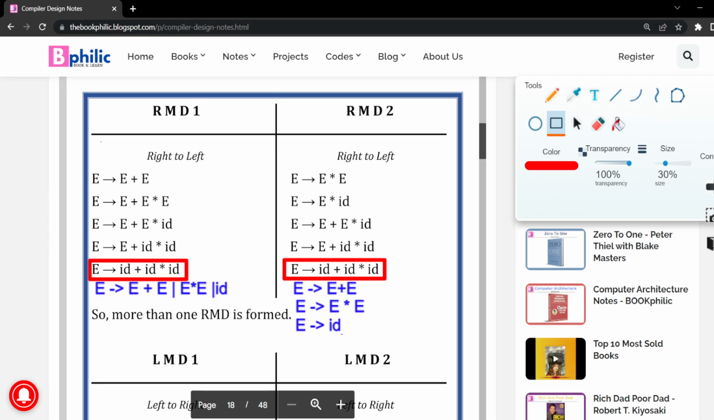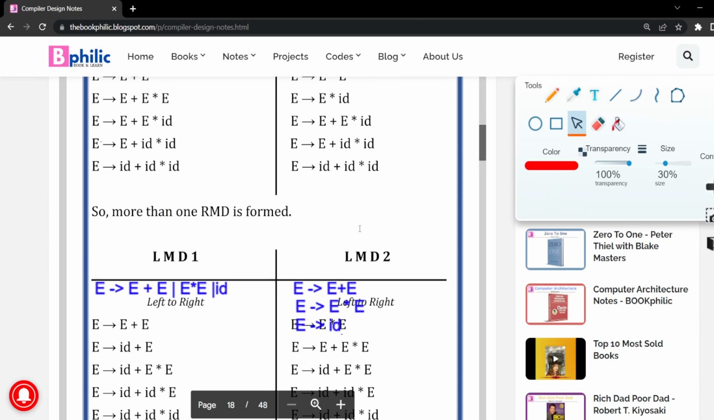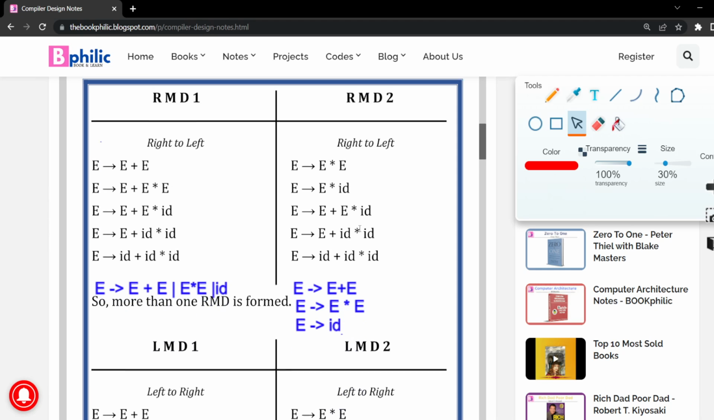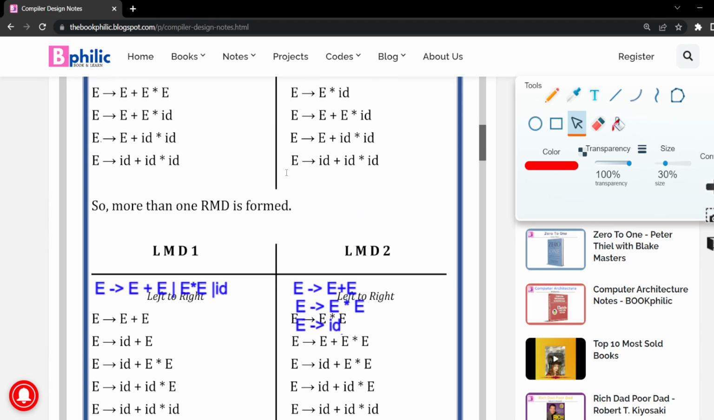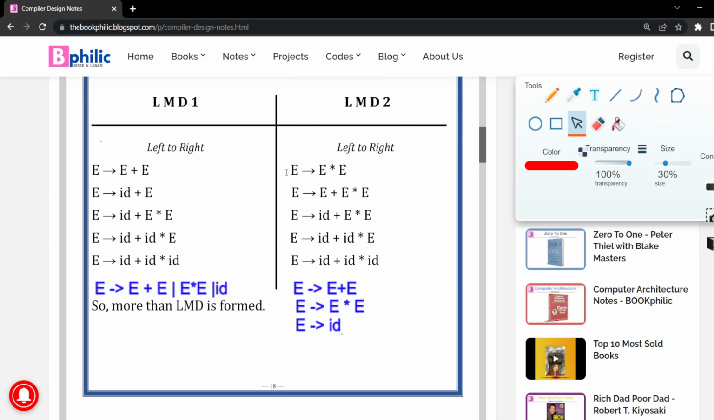Now let us understand one more thing. What we have written in our previous video is that a grammar will be said to be ambiguous when more than one RMD can be formed or more than one LMD can be formed. So we have seen that more than one RMD can be formed. Now can we prove it by using more than one LMD? Yes, we can. So let us take the same example and start deriving the LMD1 and LMD2.